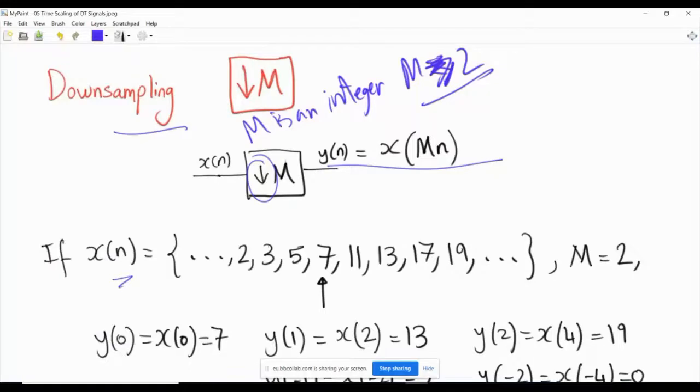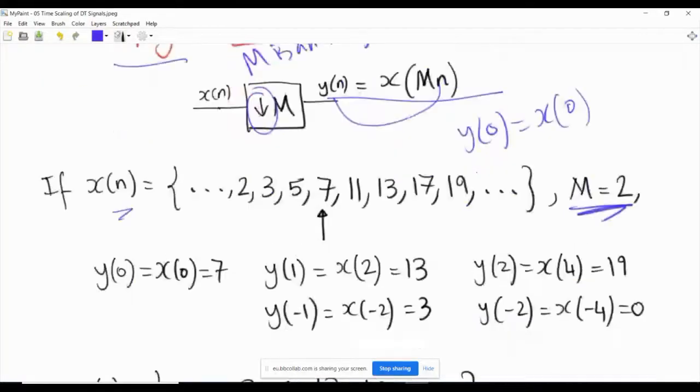So x of n is, let's have the sequence here. Let's choose m to be equal to 2. So y of 0 is equal to x of 2 times 0, which is x of 0. And this is always the case, whether you are doing upsampling or downsampling: the output evaluated at 0 is the input evaluated at 0. But then, what is y of 1?